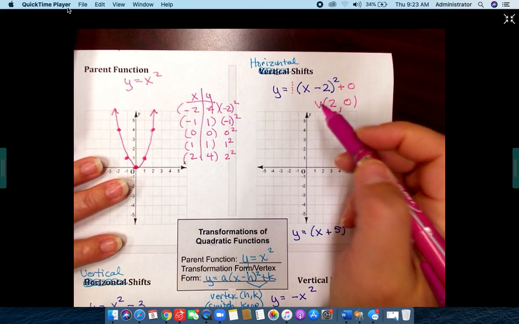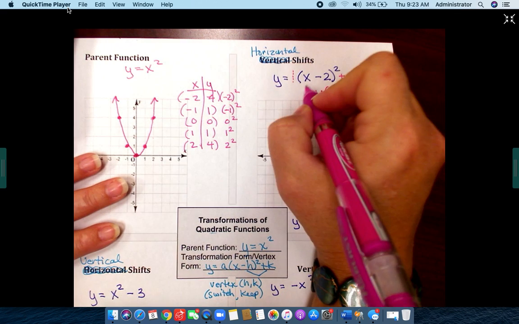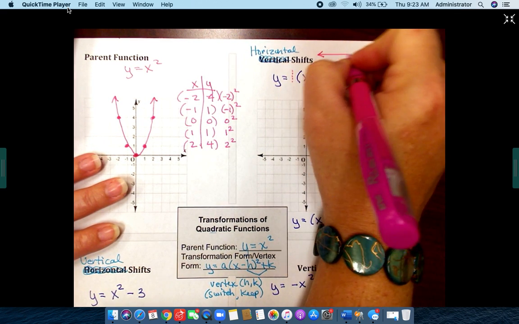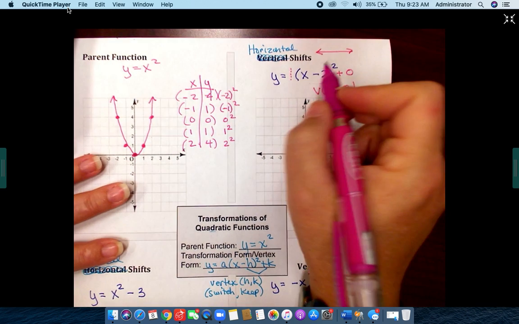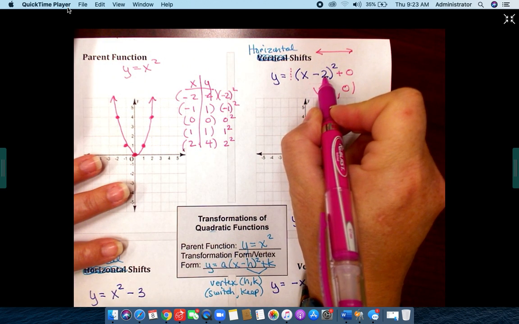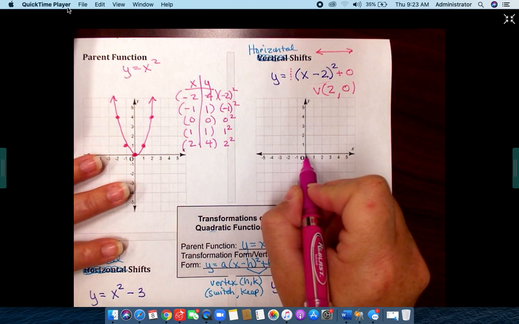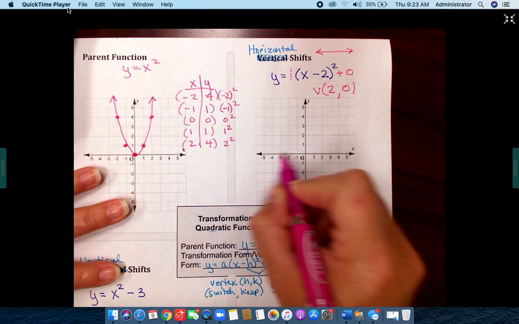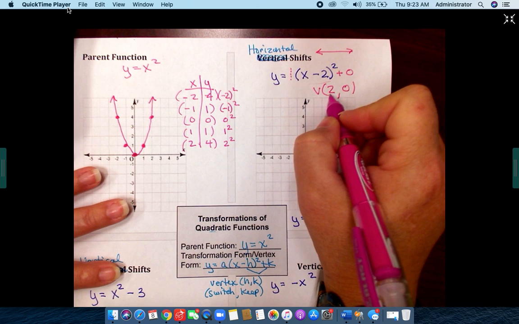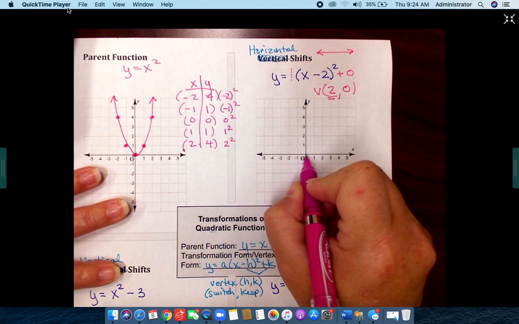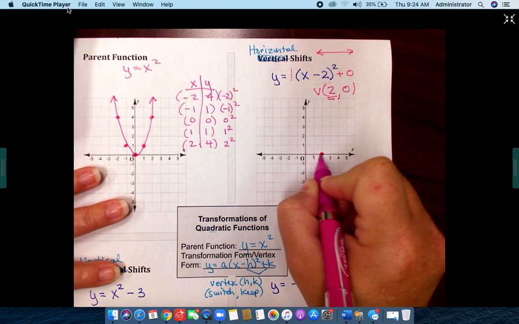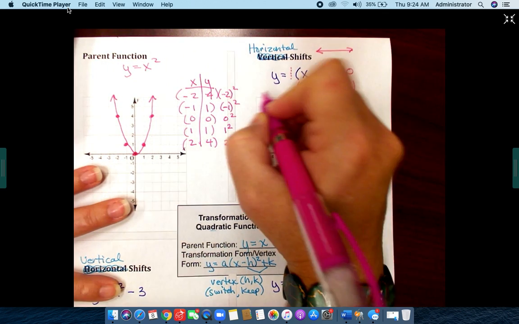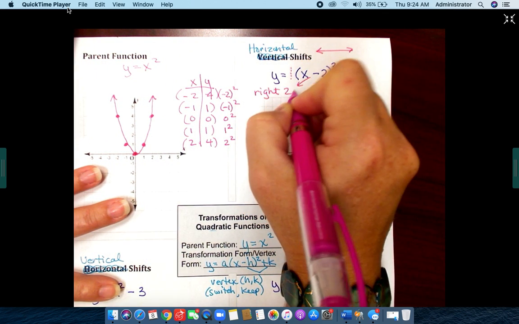So this will be a horizontal shift. So I want you to recognize that anything in parentheses is going to shift horizontally, which is left and right. So if I see minus 2, oftentimes our brain thinks minus means I go left because my x values are negative, but actually it means the h value is a positive 2. And to get to that point, I would shift right 2. So that would mean that our horizontal shift based on this equation is right 2.